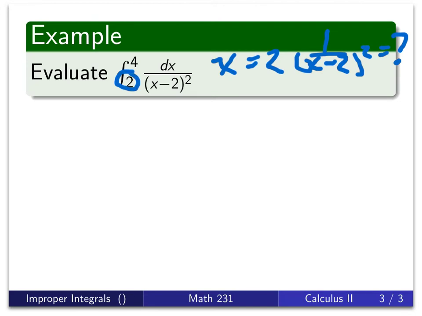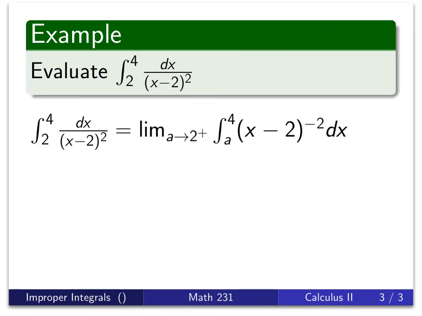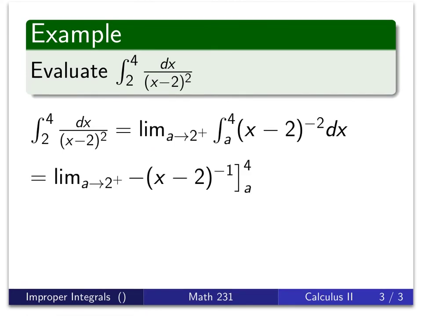So what we do is we replace the lower limit. I think here we replace it by a. We're going to let a approach 2 from the right. We then look at the integral from a to 4. Our integrand is the same that we had before, in fact, (x minus 2) to the negative 2. Again, we increase the power by 1. Our new power is negative 1. Dividing by negative 1 is the same as multiplying by negative 1. We're going to evaluate this from a to 4, and then let a approach 2 from the right.